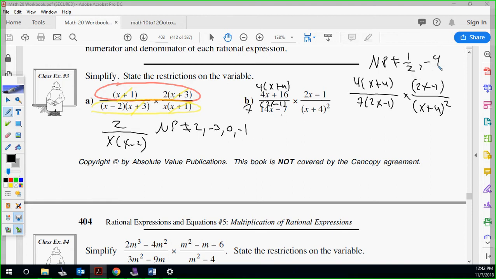Now, you guys see the 2x minus 1, simple, that just cancels, right? Cancel, cancel. The x plus 4, though, what happens? Right, so there's 2 on the bottom, there's 1 on top, so this one's gone, and this one's changed to a 1. So 4 over 7 times x plus 4 is your simplified expression.